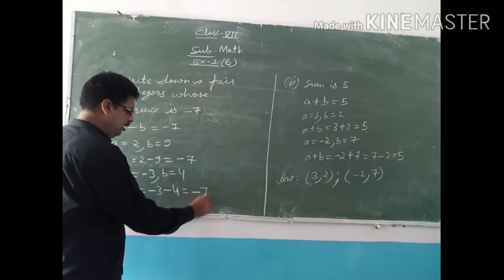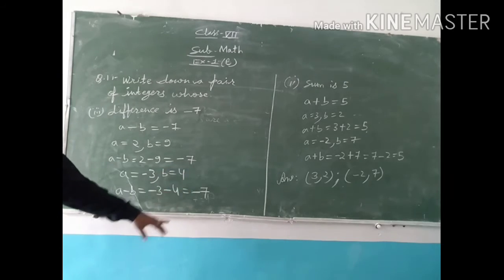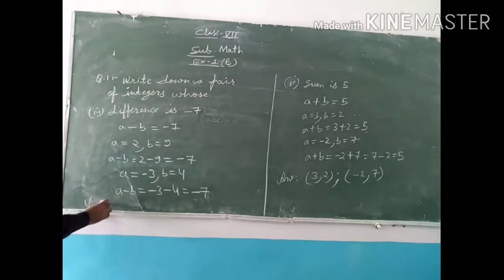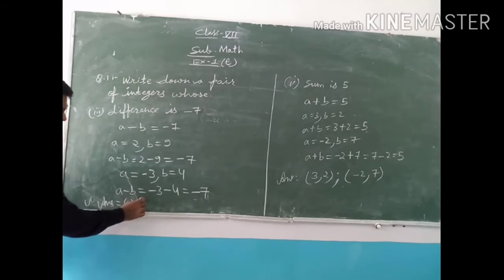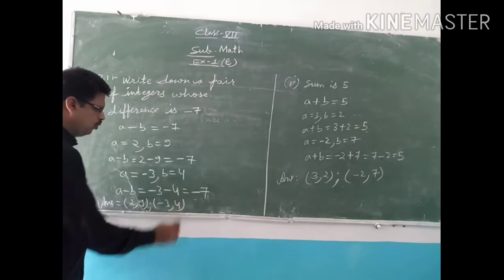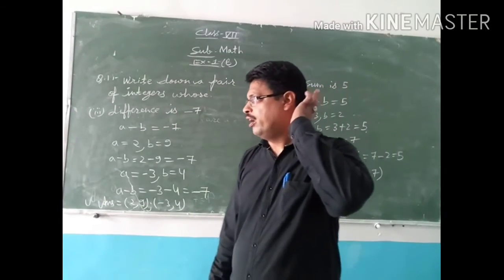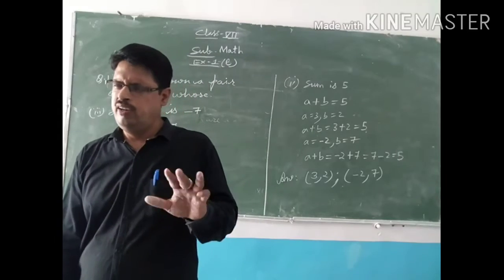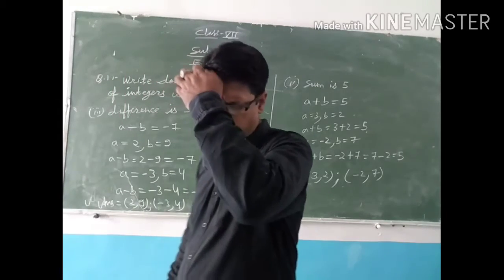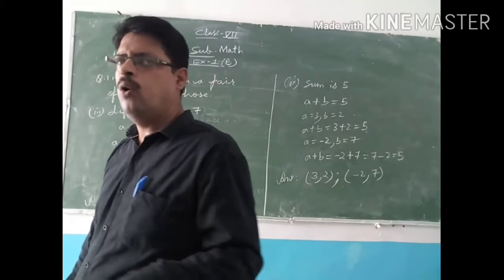So 4 plus 3, 7. In both, our answer has come minus 7. So the pair of integers are positive, positive, that is 2 and 9, and negative, positive, that is minus 3 and 4. Understood? Now suppose there is confusion about which integers we have to take. If you don't know, then directly from one integer you can find the value of the other.